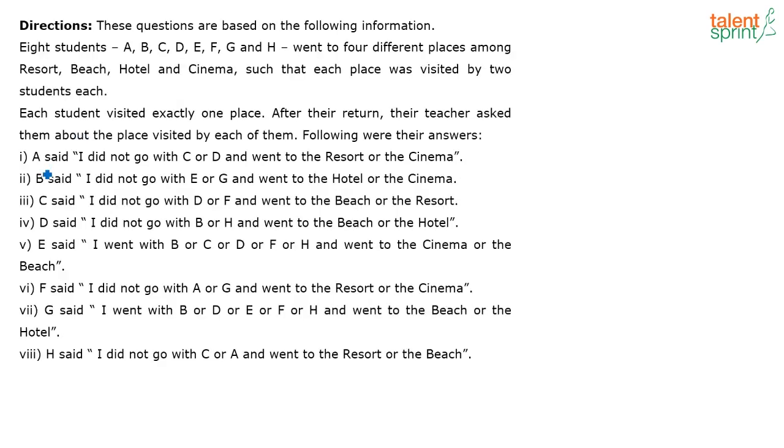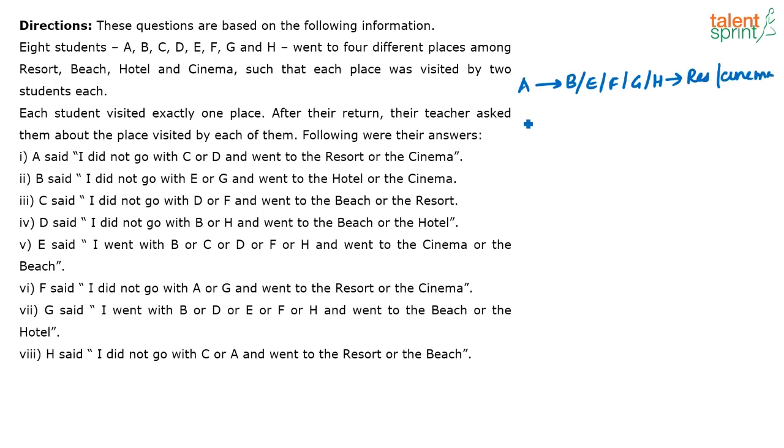So what is given here? A said, I did not go with C or D and went to resort or cinema. So A can go with who all? A can go with either B or E or F or G or H, correct? Because A only says that I did not go with C or D, and A has gone either to the resort or to the cinema. Yes, that is what A has said.